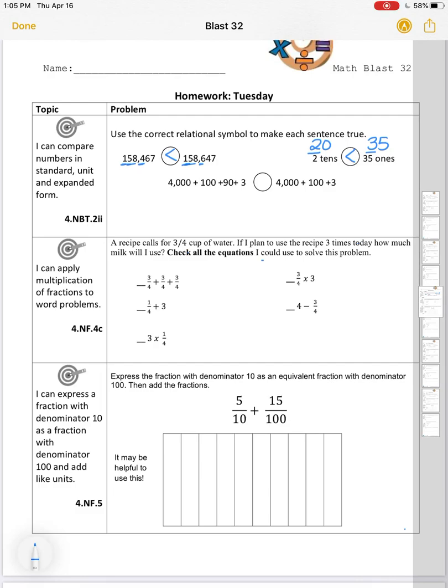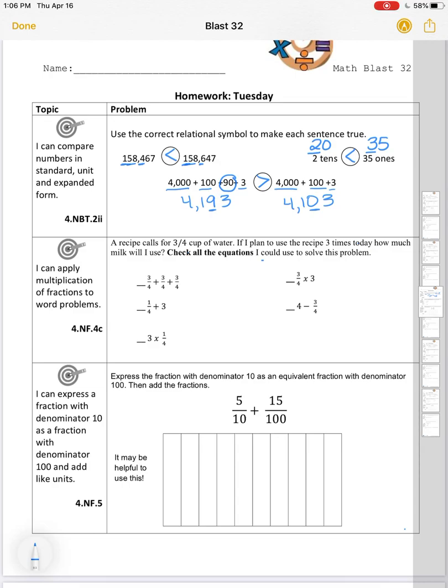4,000 plus 100 plus 90 plus 3 compared to 4,000 plus 100 plus 3. Those numbers are written in expanded form, and I can see that in both numbers I have 4,000, I have 100. It is here at this 90, there are no tens here, and then both numbers have a 3. So the number on the left, 4,193, is greater than the number on the right, 4,103. Again, it's in this tens place that we're able to make that comparison.